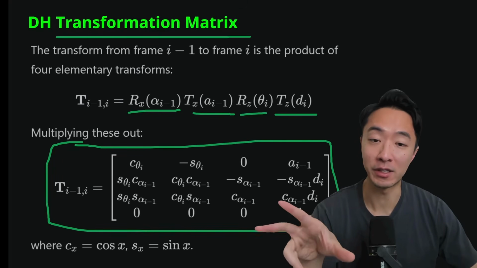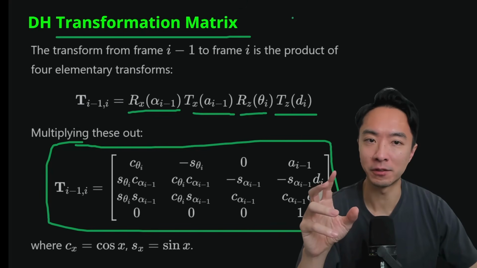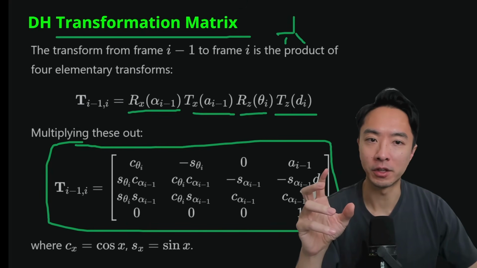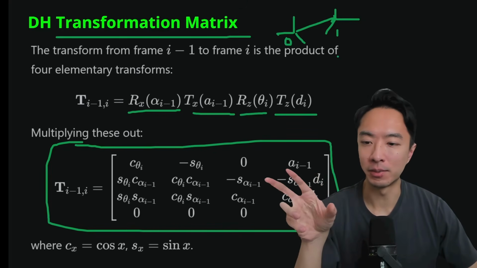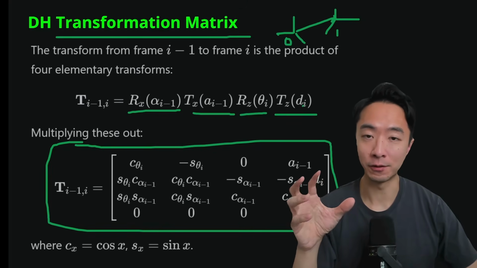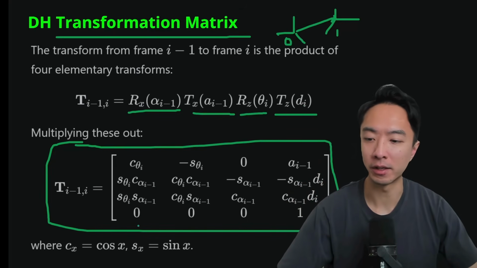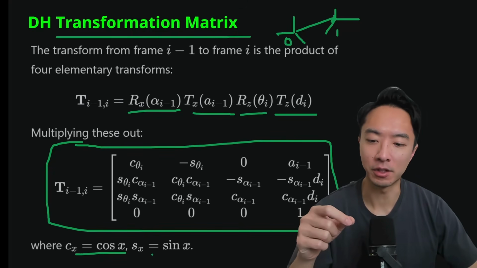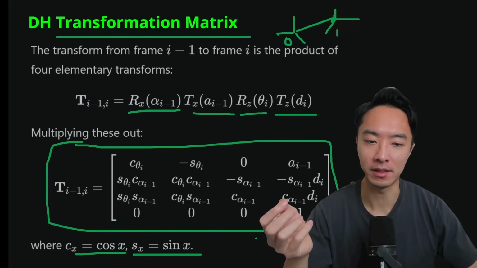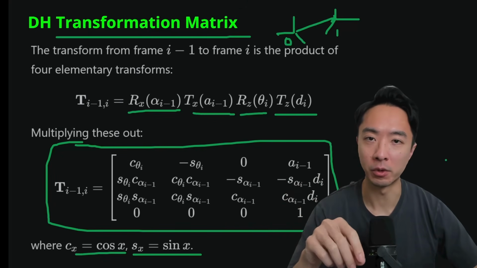So this is the transformation matrix that will describe your transformation from one frame, if we call this frame 0, to the next frame, which we might call frame 1. This is going to be the transformation matrix that defines the transform between each joint on a serial robot. And note here we have some shorthand. Cx is going to be cosine, Sx is going to be sine. So it's just a shorthand to write the sines and cosines to make it look more compact.